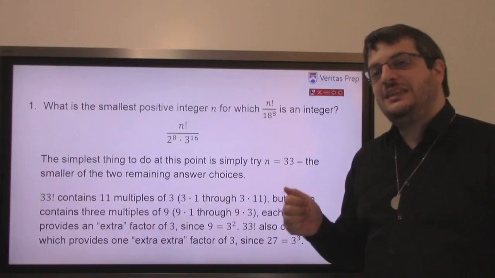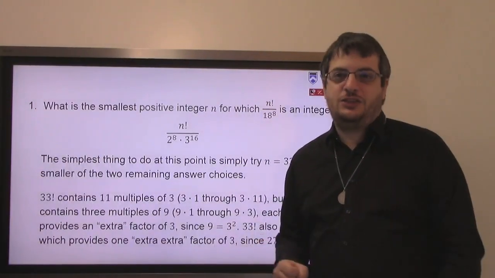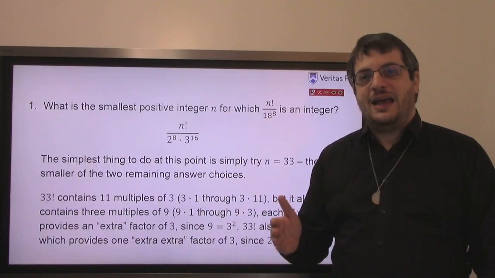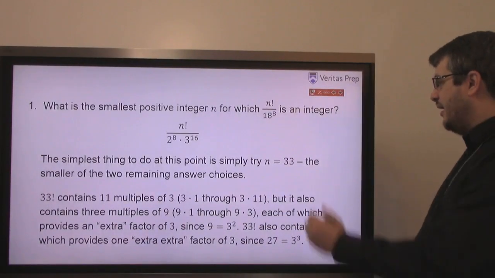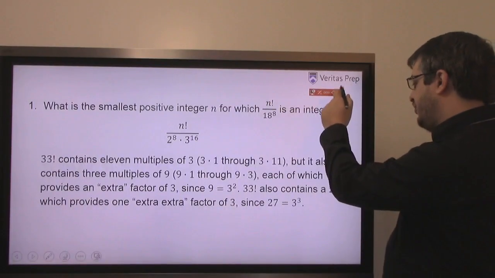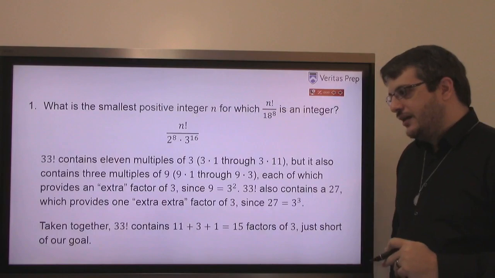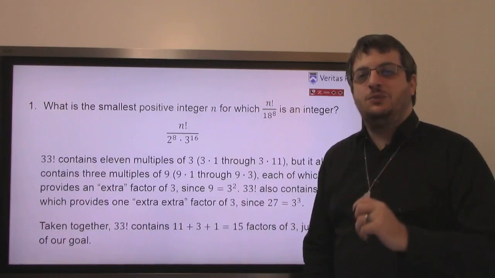But wait, because there's even more than that. Because 27 contains an extra 3. 27 is 3 cubed, and it has a third 3 that I hadn't counted yet. So actually, when I put it all together, I have 15 3s. There we go, 15 3s. Unfortunately, I needed 16 3s. I need at least one more 3.